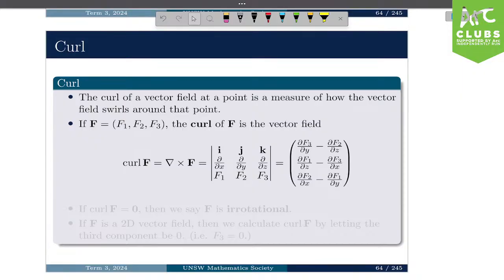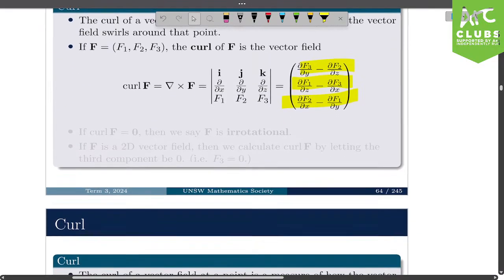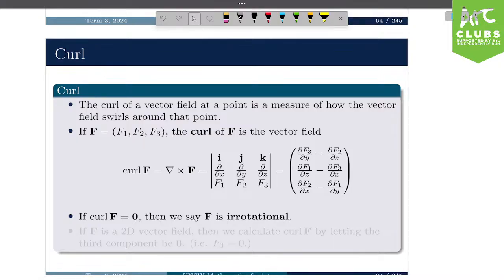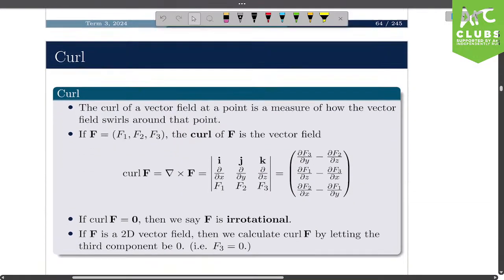So you can calculate this two ways. You can either do a determinant. I don't really like to do that because it's a bit time consuming. Or you can just draw the two vectors and cross match up the terms. So this is what the curl of a vector field is. So if the curl of a vector field is 0, we say it's irrotational, which intuitively, curl is how much it rotates. If it doesn't have any curl, it doesn't rotate.